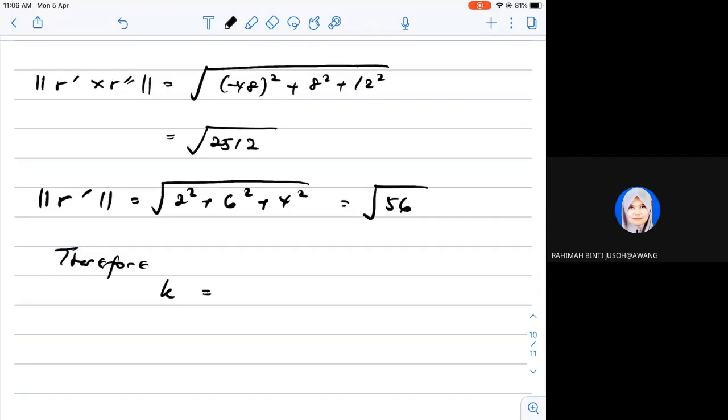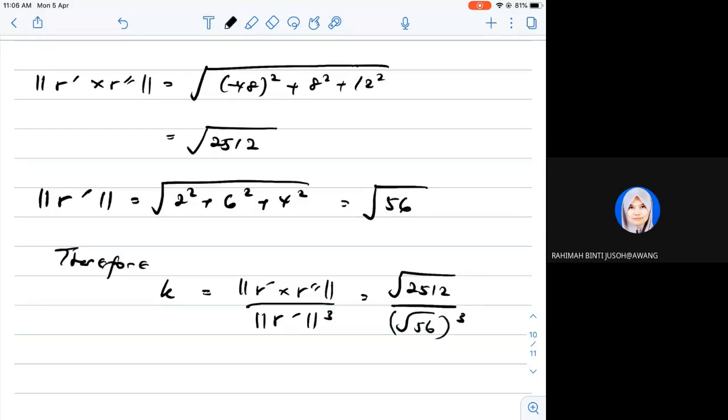Therefore, curvature equals magnitude of R prime cross R double prime divided by magnitude of R prime cubed, equals 2 square root of 2512 divided by square root of 56, kuasa 3 macam tu. Okay, that's it. That's the answer. Understand, guys? Boleh faham curvature? Okay, very good.